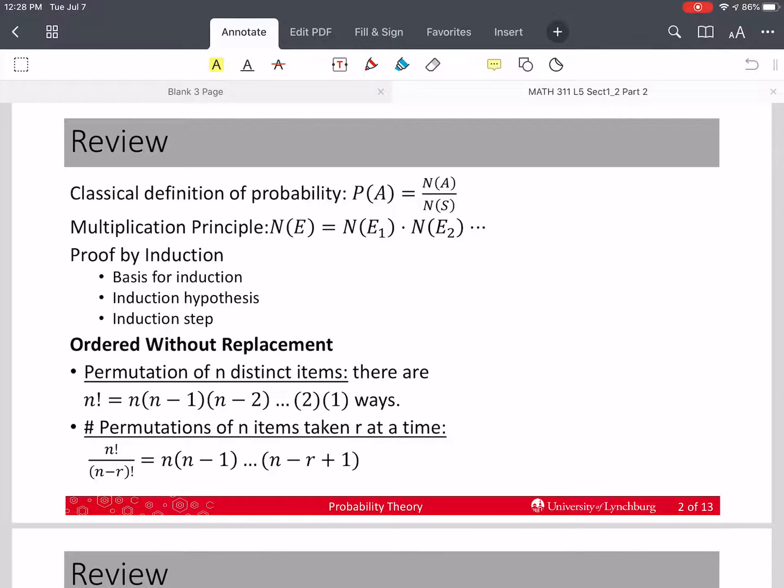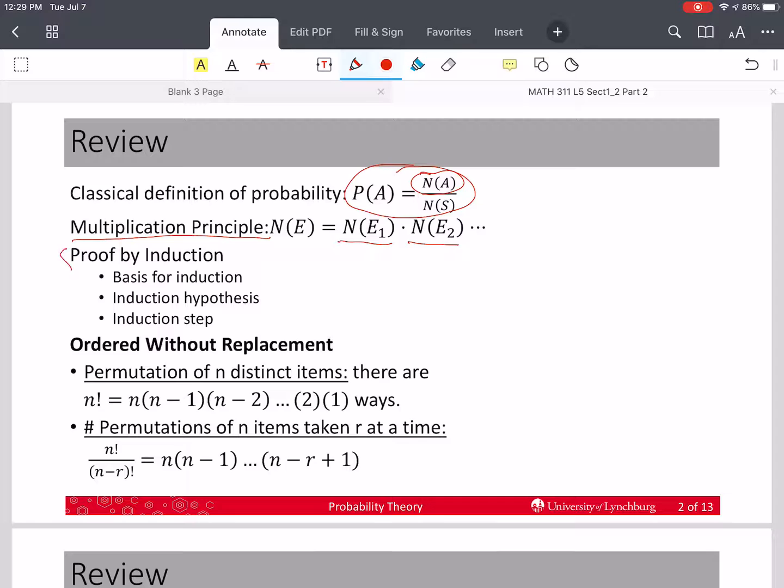I also want to point out that our classical definition of probability, using a discrete finite sample space S, is given here. And we have to count the number of outcomes in the event A and the number of outcomes in the event S, and that is our motivation for learning how to enumerate or count in complex situations. We're using the multiplication principle. The number of outcomes in one experiment times the number of outcomes in another, etc., will tell you the overall number of outcomes.